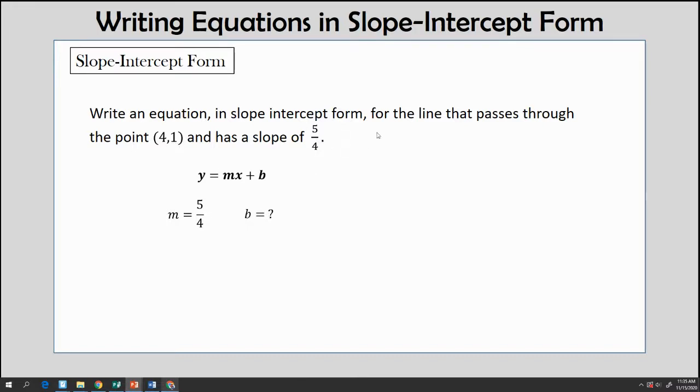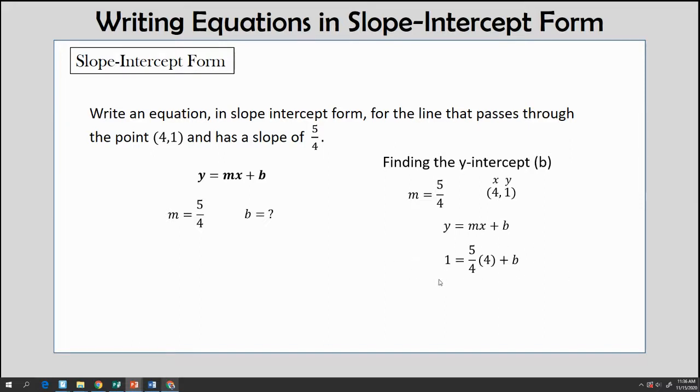So the way right now we're going to go about getting b is to take my slope and the point it goes through. The point it goes through represents an xy value that makes the equation true when it's written. So I got an x and a y that make it true, and I got the slope that I'm asked to have. So what we do is we substitute all this in. Slope is now 5/4 for m, x is 4, y is 1.